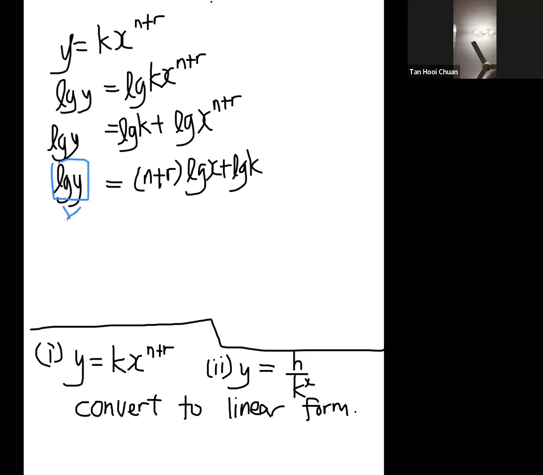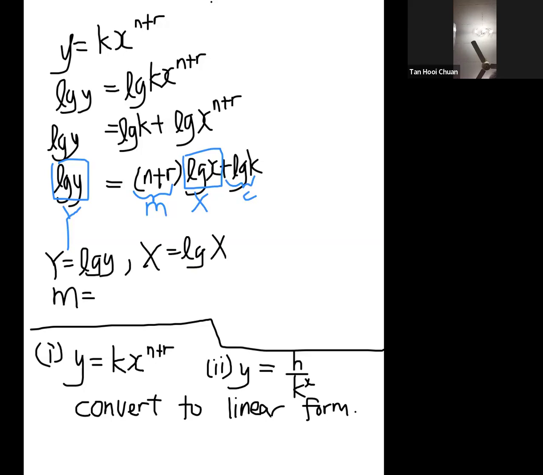This is Y, this is X. This one should be the M, that one should be the C. Okay, so the answer, Y equal to, X equal to, M equal to, C equal to. The next one.